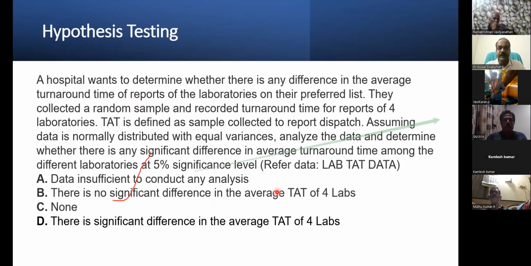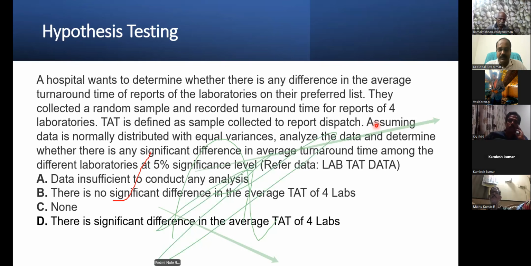There is a data file given, turnaround time of 4 laboratories. You all know turnaround time, right? It's continuous data or discrete data? Continuous data. They are just asking you whether the turnaround time of one of the laboratories is significantly different or not at a 5% level of significance. First of all, what is this hypothesis testing? The situation leads to 4 laboratories, and you are only comparing the laboratories based on the turnaround time it takes to complete a particular diagnosis.